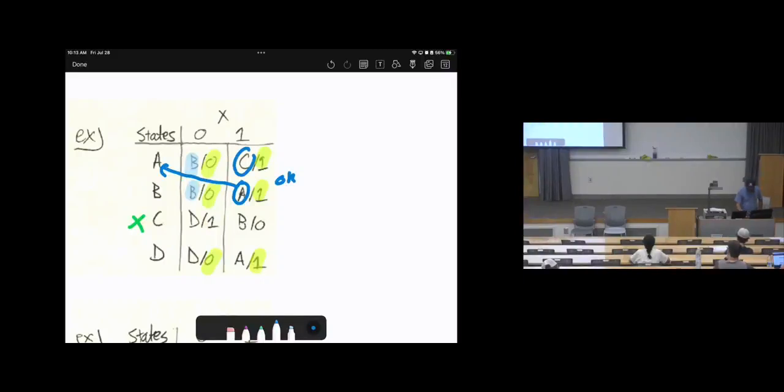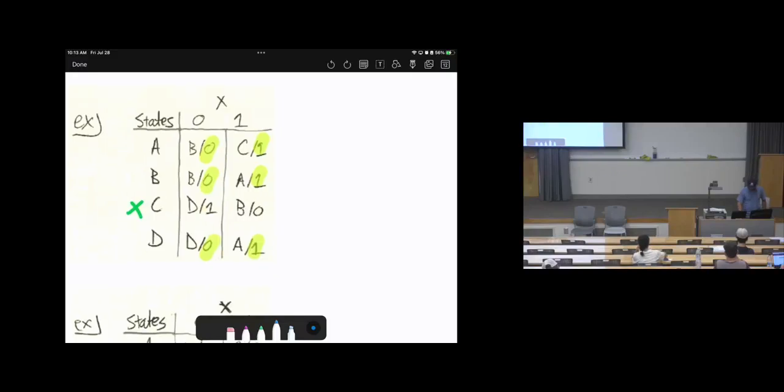Look at C. Is it the same as the state itself? No. Is it the same as the other states? No. Then there is no way to do it. So we cannot say A and B are equivalents. A and B, there is no way to be equivalents. That's how we make the inspection.